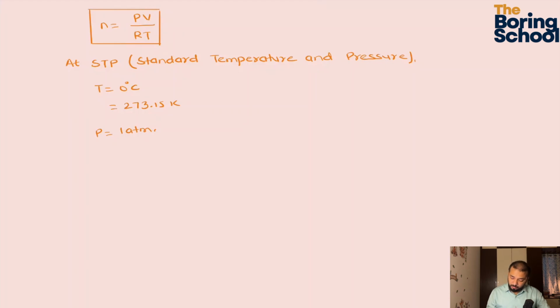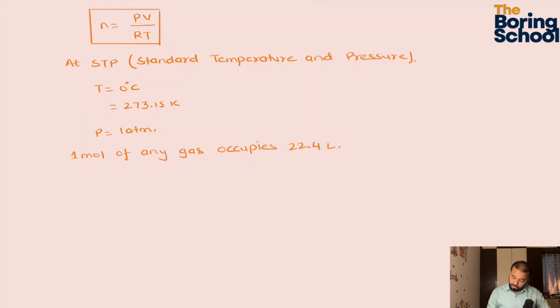And if I substitute over here, then we will find that 1 mole of any gas occupies 22.4 liter. Like if I'm having 1 mole of gas present at STP condition, then it will occupy 22.4 liter.